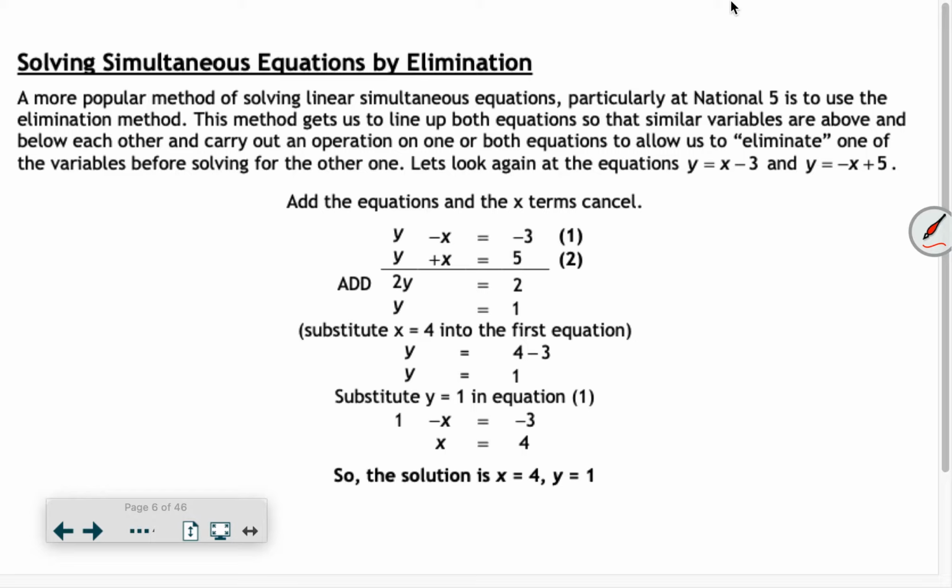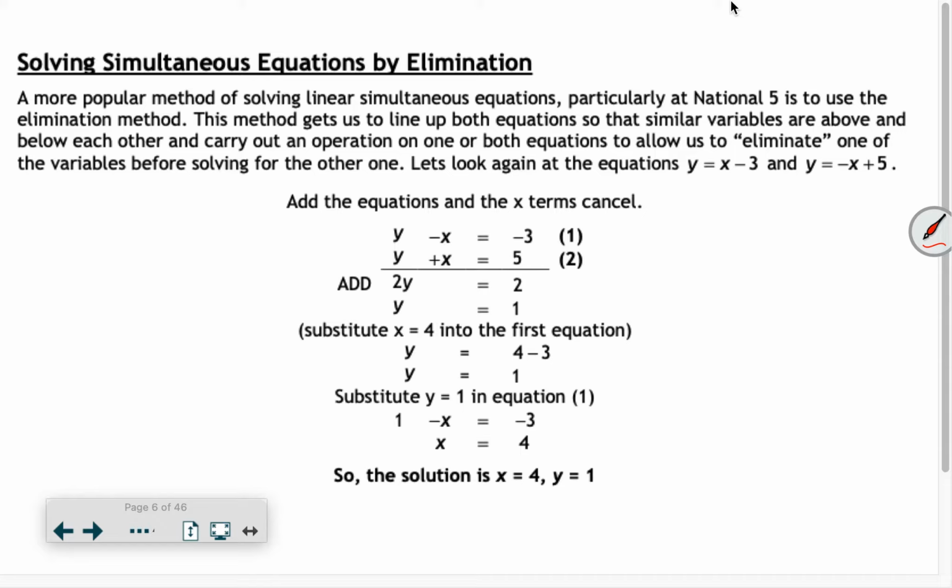So I've changed it from y is equal to x minus 3, and I've moved the x across to make it say y minus x. Because when we solve a simultaneous equation by elimination methods, we put them into a strict format of variable plus or minus variable is equal to number. So I've put that into that format. So we've got y minus x is equal to minus 3 and y plus x is equal to 5.